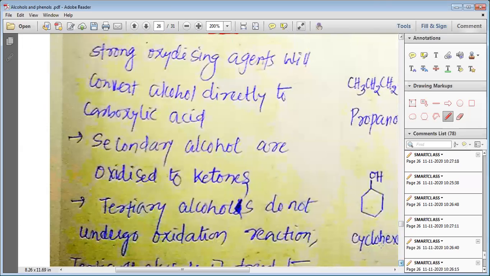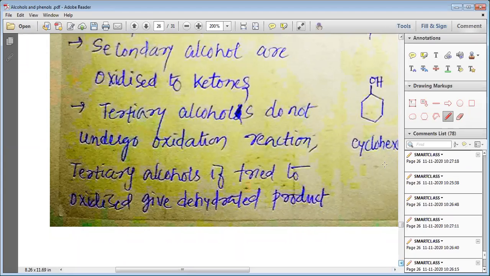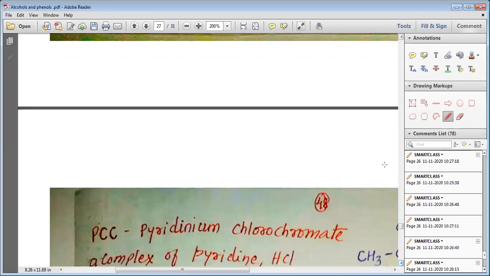Secondary alcohols are oxidized to ketones, and tertiary alcohols do not undergo oxidation reaction. Tertiary alcohols, if tried to oxidize, they give dehydrated products. So let us understand this topic one by one. We have seen that if we have primary alcohol, by oxidation, they may give aldehyde.